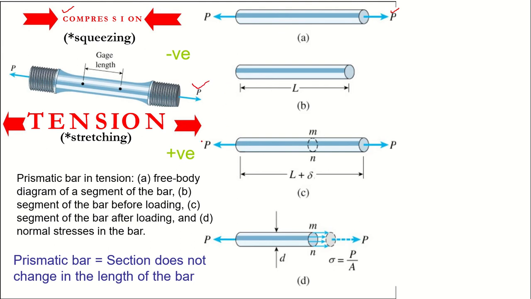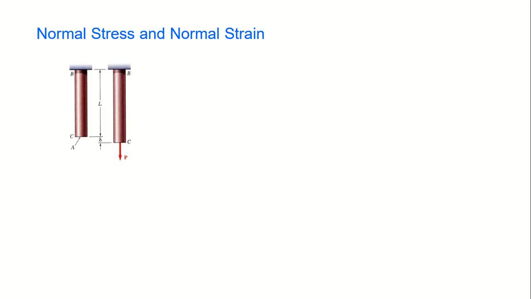Once your force is applied, then due to this tension, the stretching takes place. It means the original length increases and deformation takes place. Okay, so at that point of time, for the prismatic bar, you can calculate the stress by taking the force applied to cross-section area ratio. Okay, so now look at here. This is how the elongation takes place in a body.